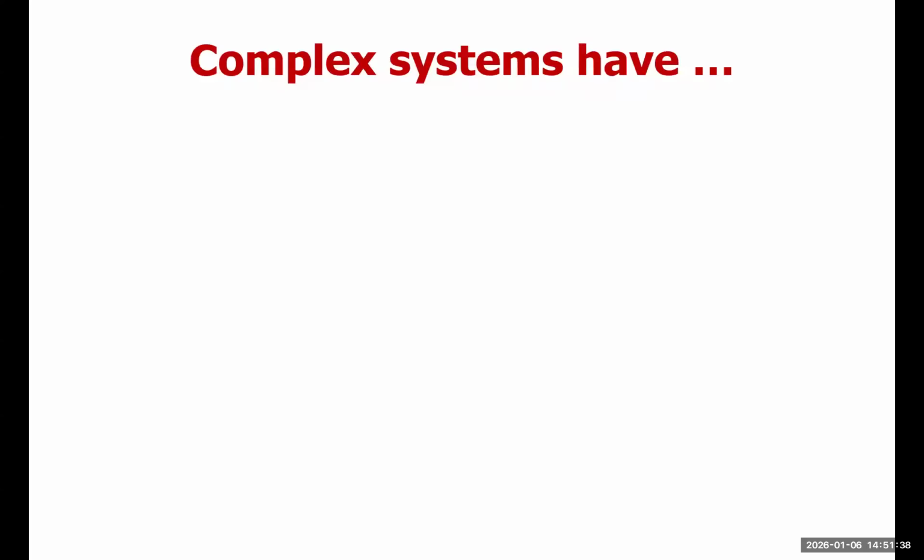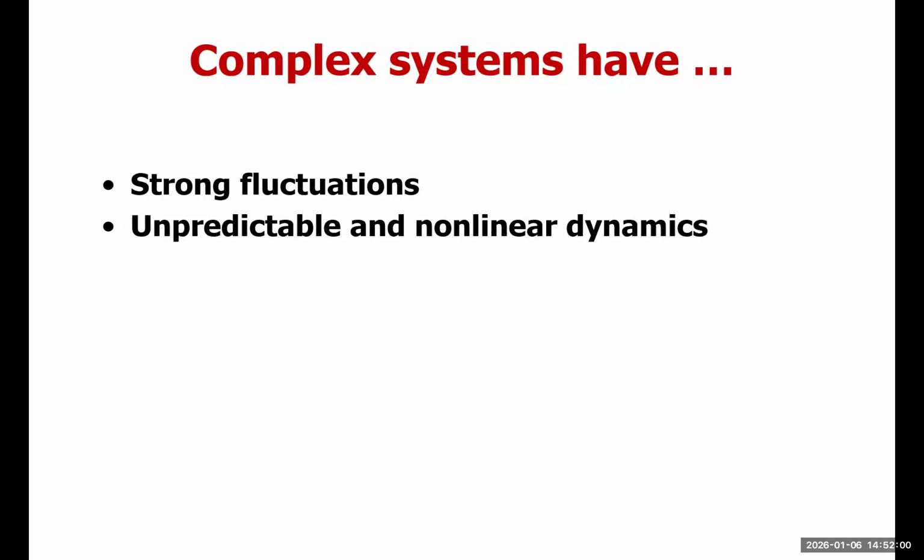All right, so let's talk about complex systems then. So what are complex systems? Okay, obviously we're talking about systems that are not just a particle being thrown, a tennis ball being thrown by somebody. We're talking about systems that are more complicated than that. So the statistical systems, they have strong fluctuations. That means that the average behavior is not what is happening to the system as a whole. So the fluctuations are strong. It can have unpredictable and nonlinear dynamics. For example, turbulence.